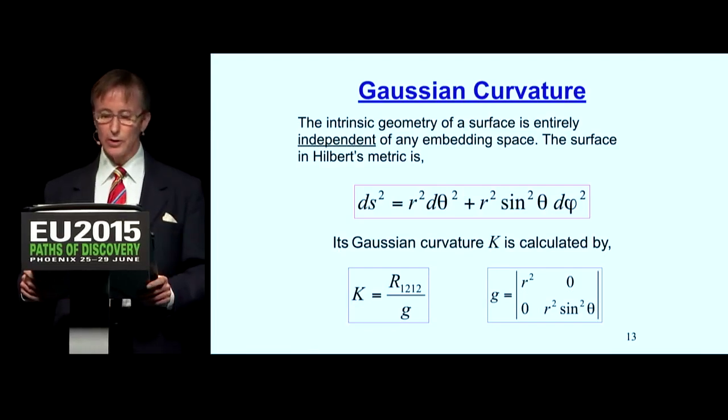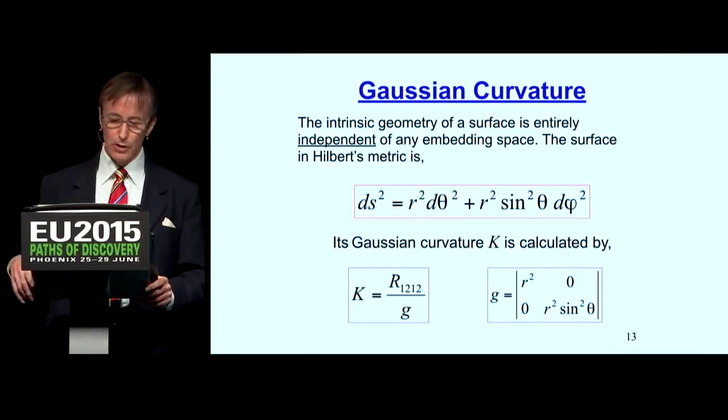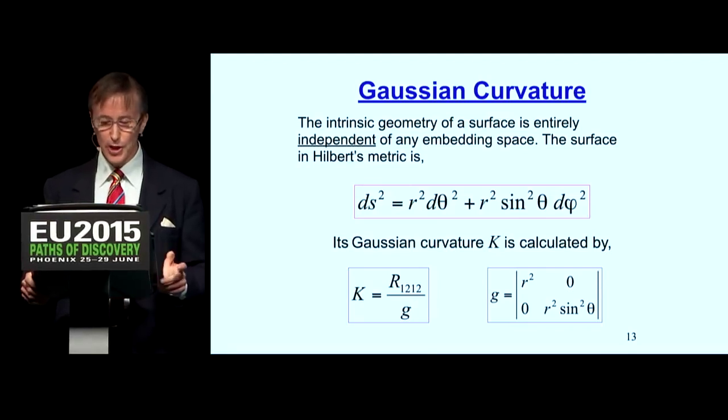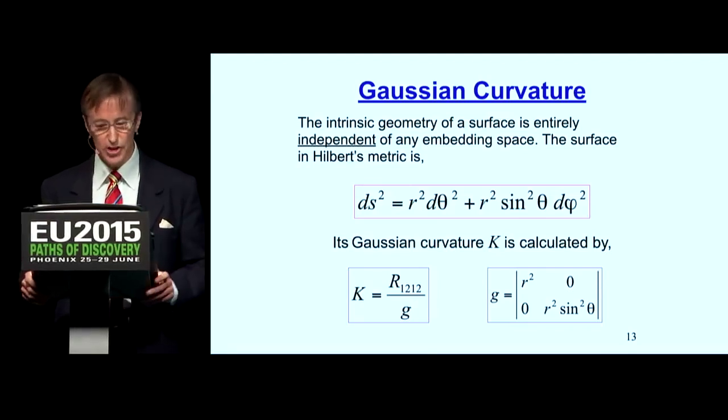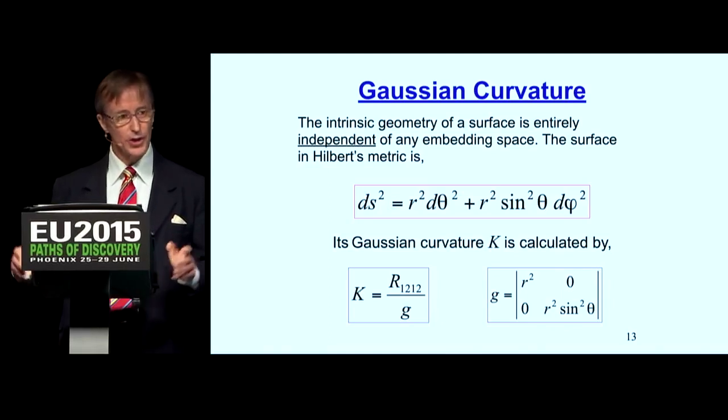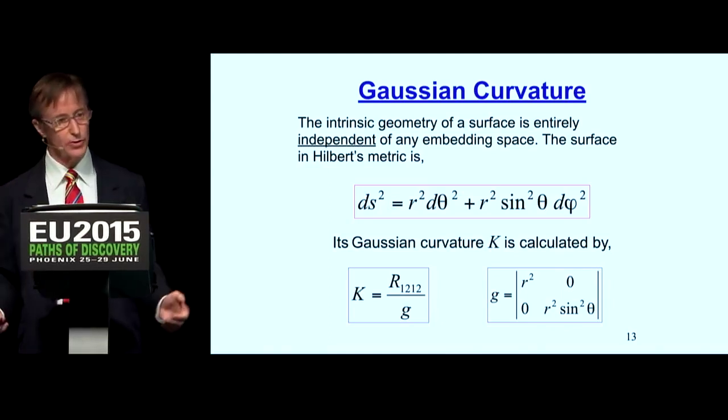Now, in the surface in Hilbert's solution, Hilbert's metric is this one, ds squared. We see there are only two variables, theta and phi. R is not a variable here. There's no dr. R is a fixed quantity. You can assign it some value.